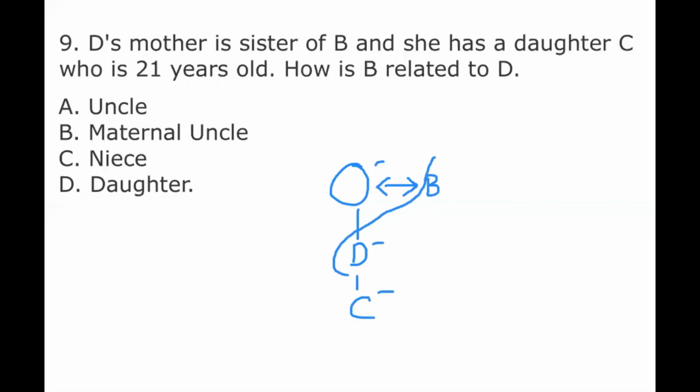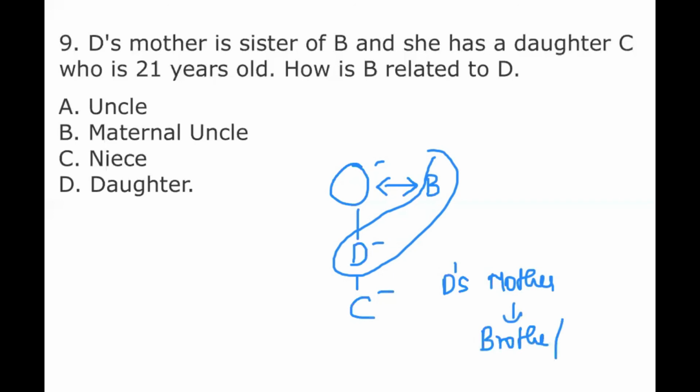So now B is D's mother's brother or sister, isn't it? What will mother's brother or sister become? Maternal uncle or maternal aunt? Because maternal aunt is not there in the options, we'll select maternal uncle. Option B as my answer. Okay.